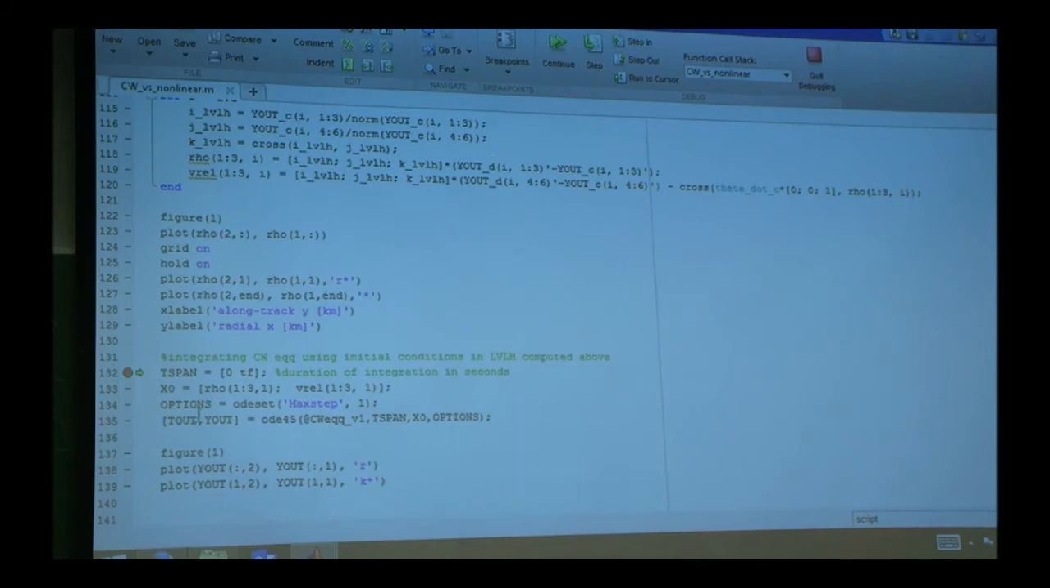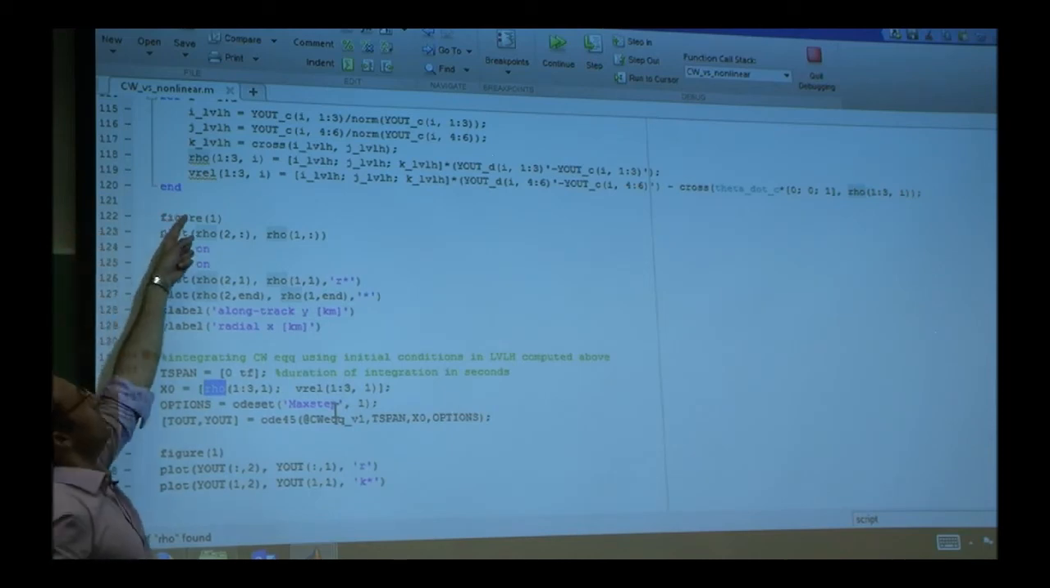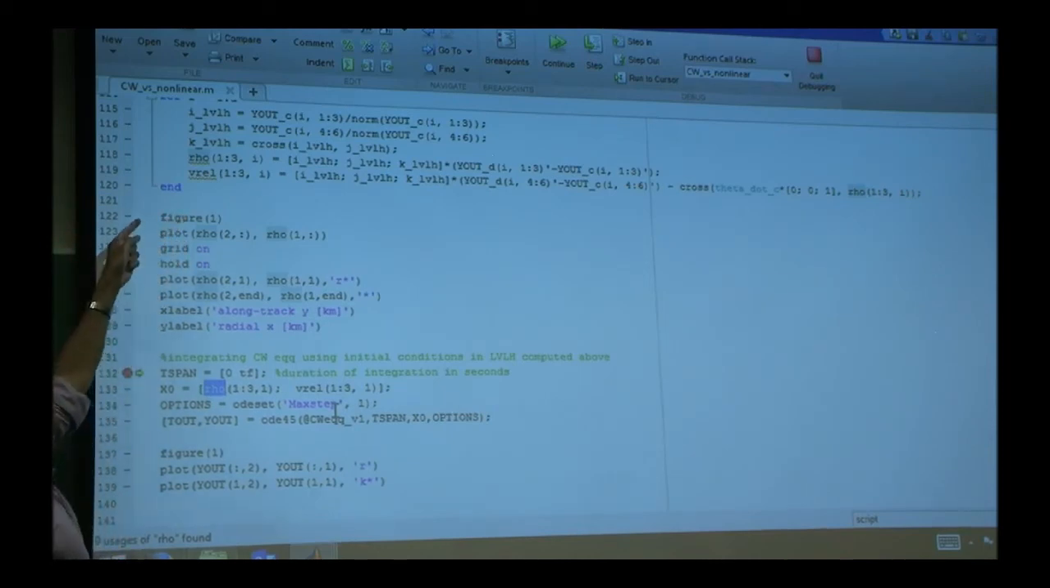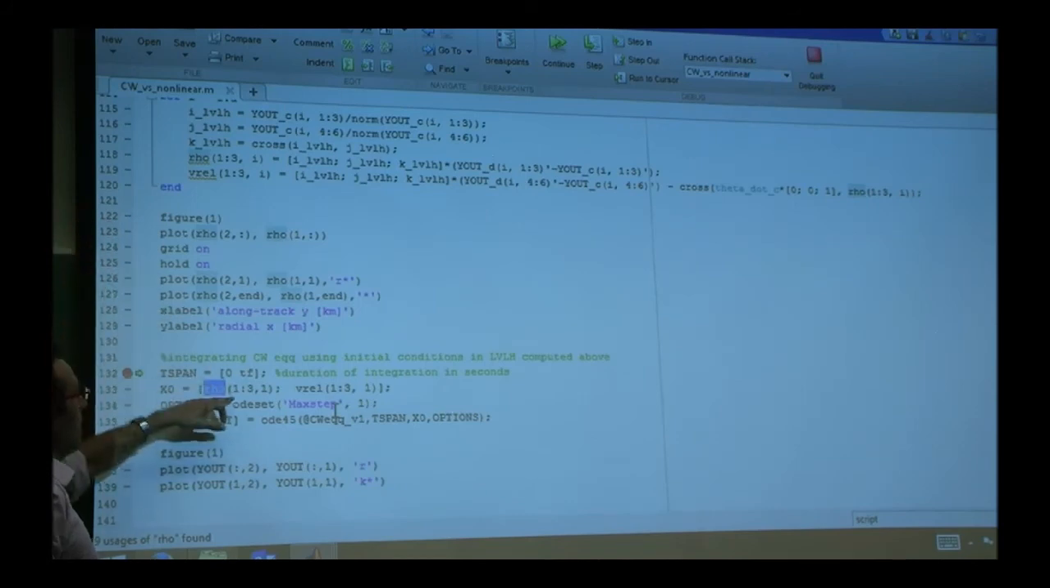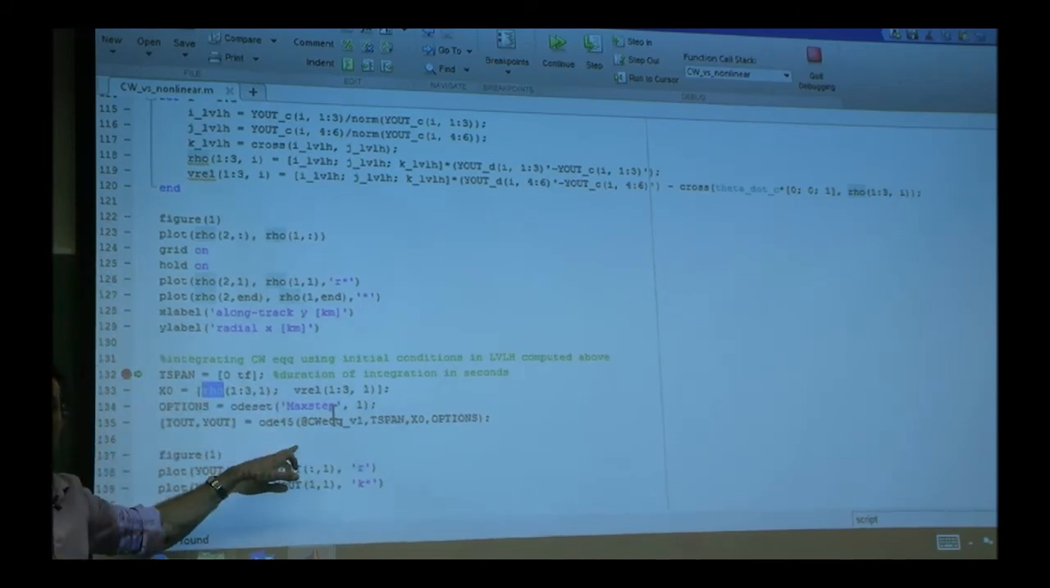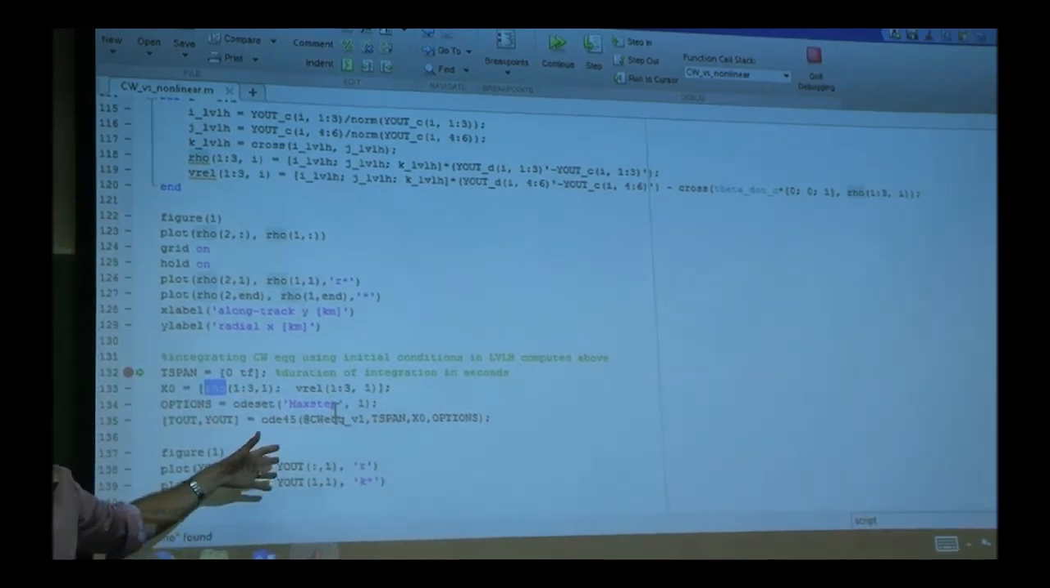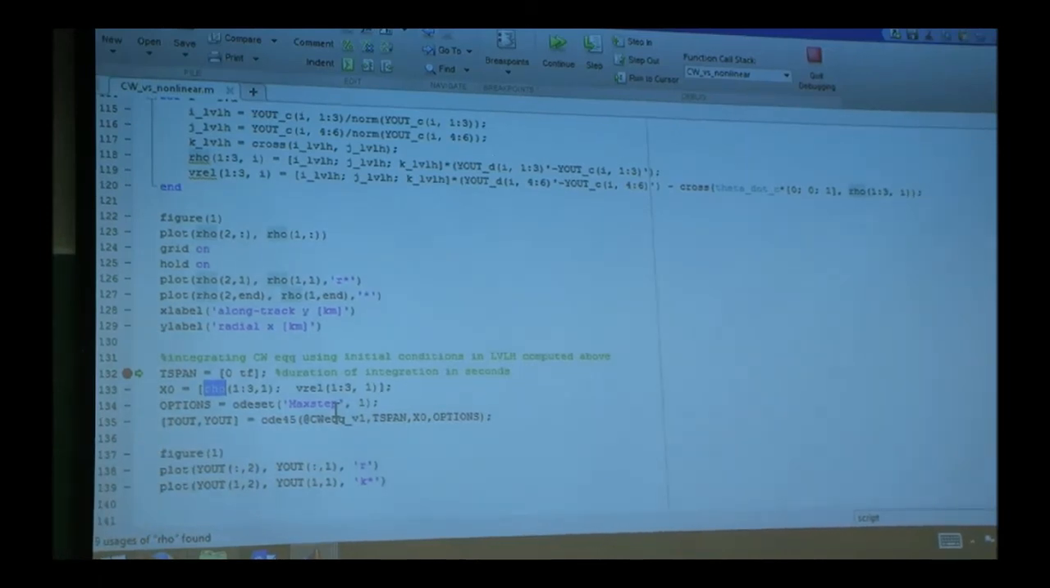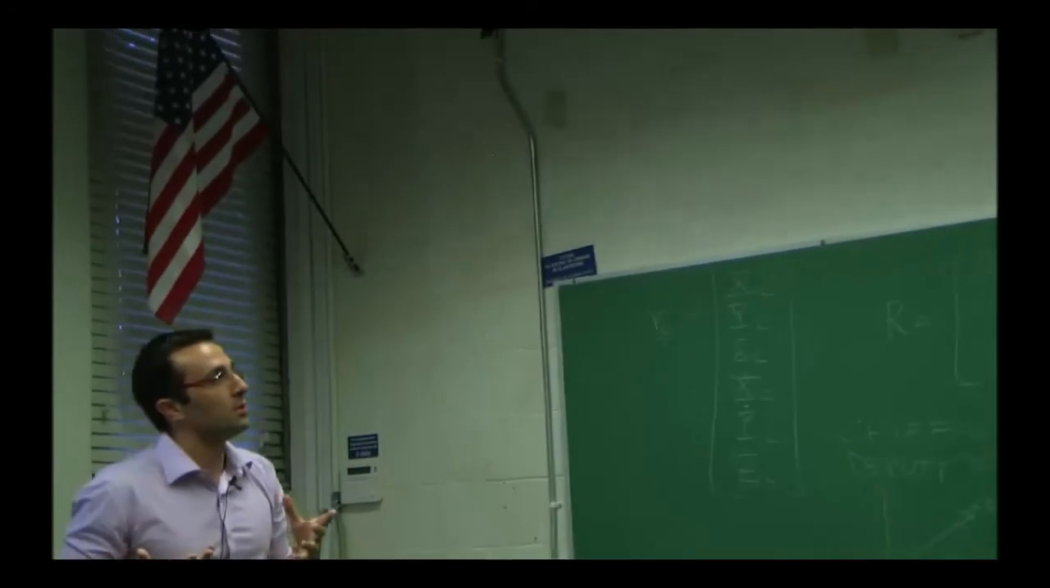Now here, instead, what am I doing? I have computed a bunch of rho vectors and the corresponding relative velocities. I take only two of them, at initial time, and I use them as initial conditions for Clohessy-Wiltshire equations. That's how you would do it in reality. You know where the chief is, you know where the deputy is, and you subtract the two and do all these projections. And integrate those equations, and I'm going to plot what I get from Clohessy-Wiltshire equations on the same graph.